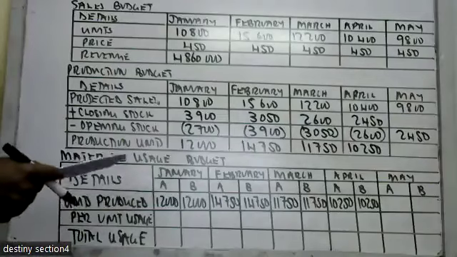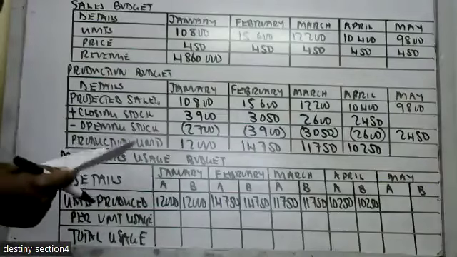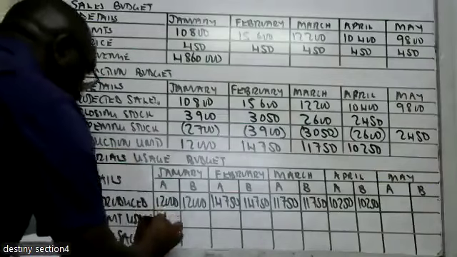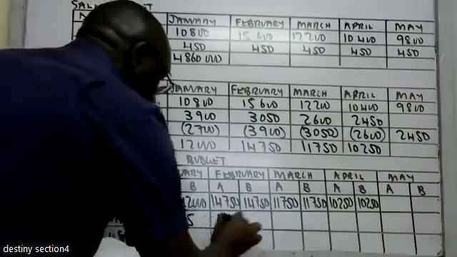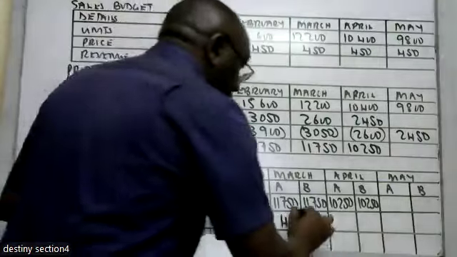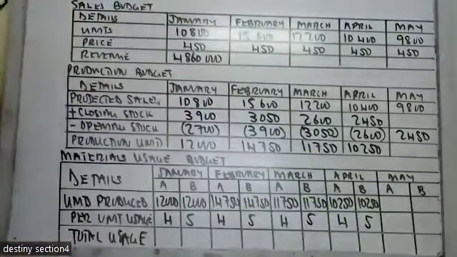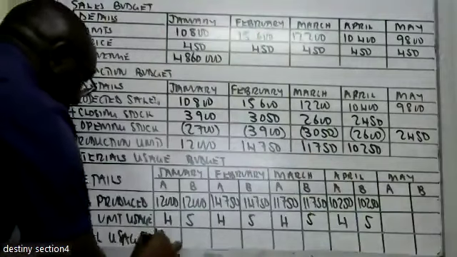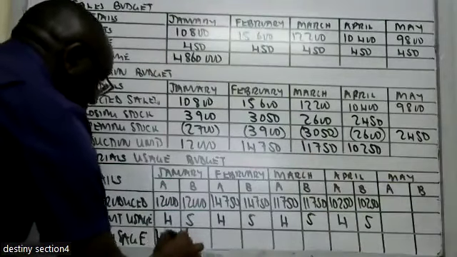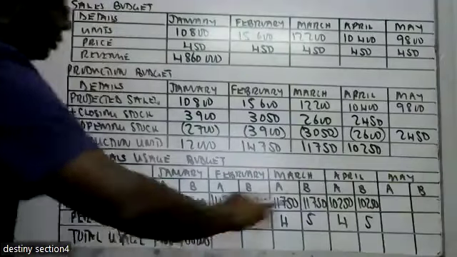Usage, material A tunahitaji 4 and B we require 5. So 4, 5, 4, 5, 4, 5. So just multiply. Kama hii sasa itakuwa 48,000 na hii itakuwa 60,000. So endelea namna hiyo.